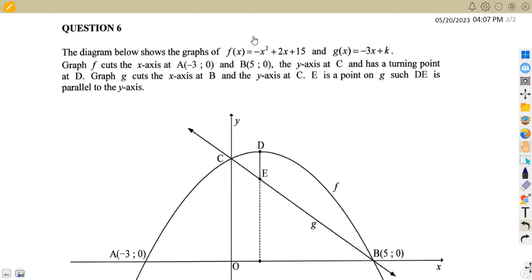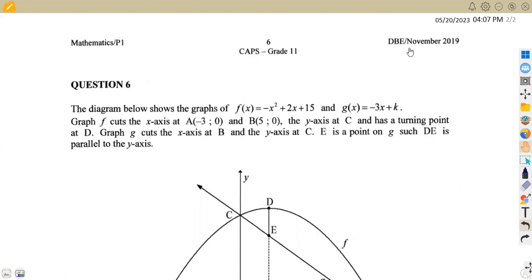Still working on mathematics for grade 11, working on functions. We've got the question paper that we're going to be focusing on, question number 6. That is the question paper of November 2019.